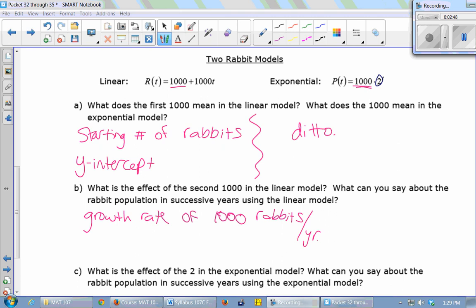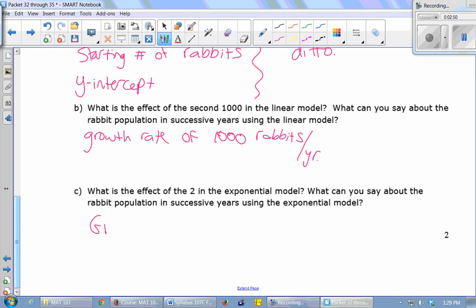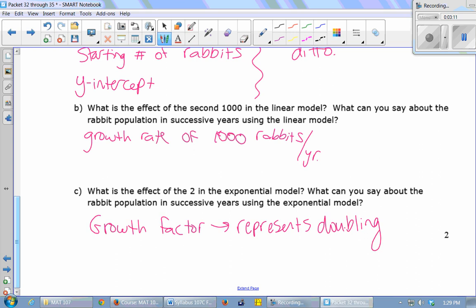The doubling. Yep. It is a growth factor, right? Because the word for something you multiply by is a factor, right? So if I'm multiplying by 2, we call that 2 a growth factor, and it represents the doubling. In this case, it's doubling. It could be tripling, or you could be multiplying by 1.5 every year, right? So in this case, it's the doubling. It's a growth factor.